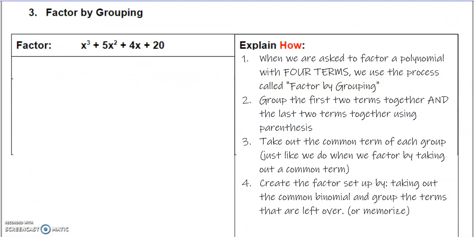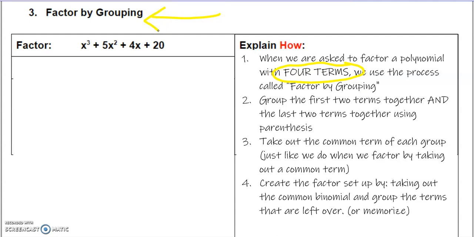Okay, third method, factor by grouping. So we are only factoring by grouping. I know I have to do this process when I realize I have 4 terms. So count those terms in that polynomial. I have 4 of them. That means I have to do this process to factor.